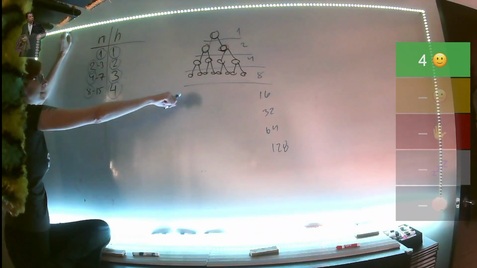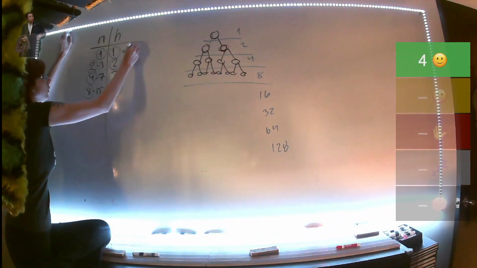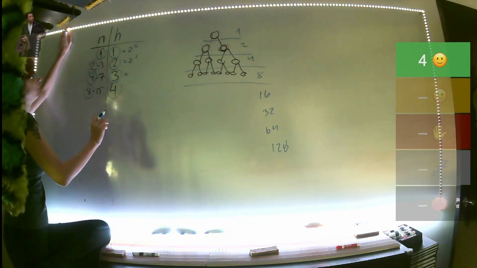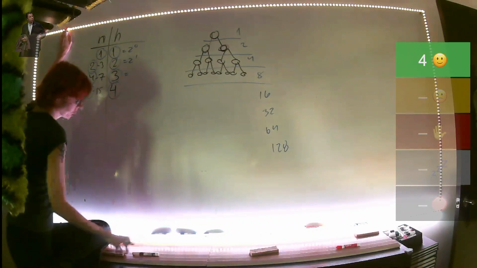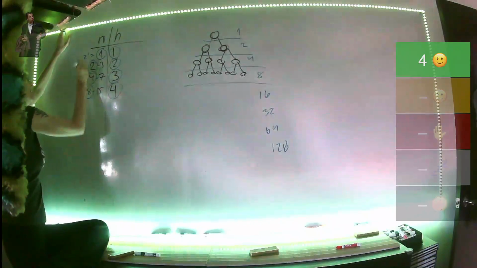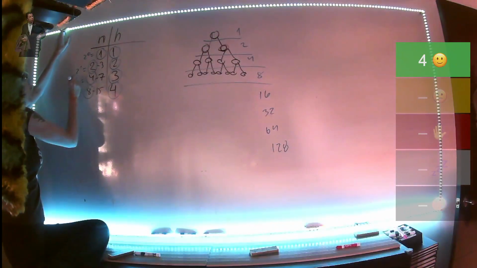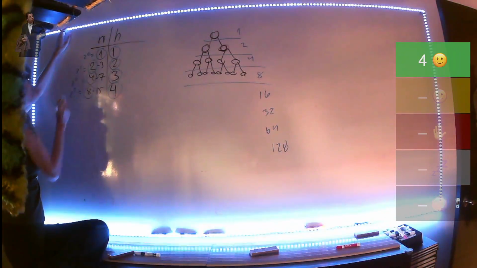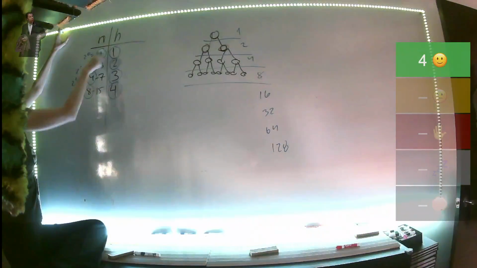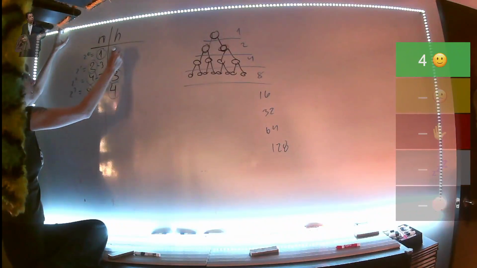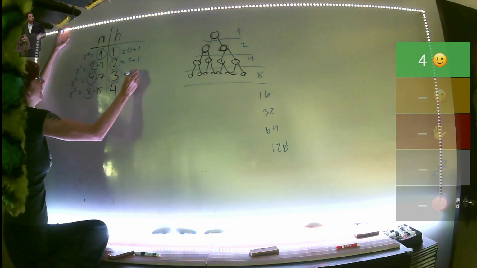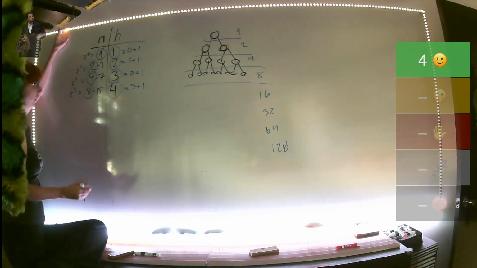Because 1, that's 2 to the 0. This is 2 to the 1. I'm writing them on the wrong side, sorry. This is the 2 to the 0, this is the 2 to the 1, this is the 2 squared, and this is the 2 cubed. So what I have here is the power plus 1, power plus 1, power plus 1. So this is 0 plus 1, this is 1 plus 1, this is 2 plus 1, this is 3 plus 1. So I know what this table is going to look like.